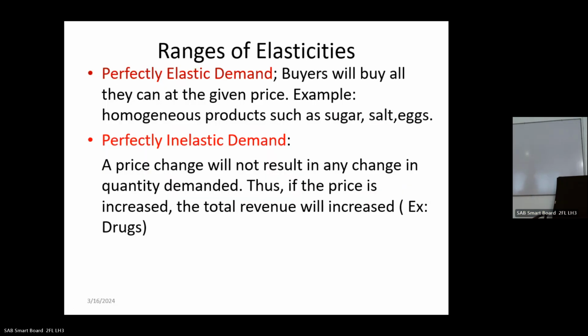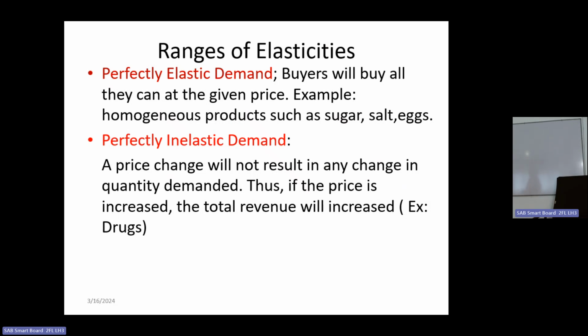Now, the same thing: perfectly elastic demand. Normally for perfectly elastic demand we see homogeneous types of products, such as sugar, eggs, and food.